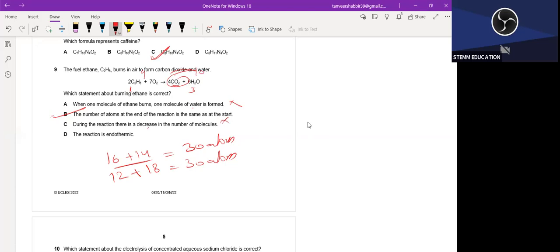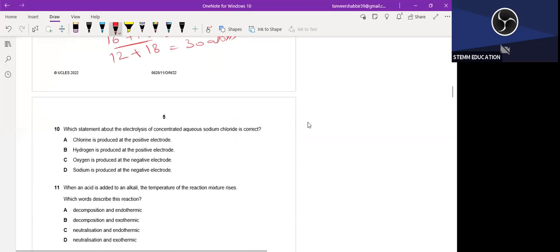And this reaction is exothermic, not endothermic. This reaction is an exothermic reaction. It's not an endothermic reaction. Now we will see question number 10. Which statement about the electrolysis of concentrated aqueous sodium chloride is correct?